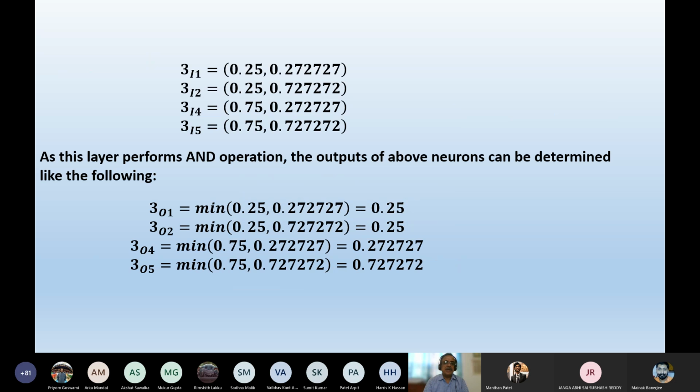Now, I'll be getting the inputs of the third layer, that is nothing but two membership function values, and here we carry out the AND operation. So we'll compare these two, find out the minimum as the output, compare these two to find out the minimum, and so on for each pair. So this is nothing but the output of your layer 3.